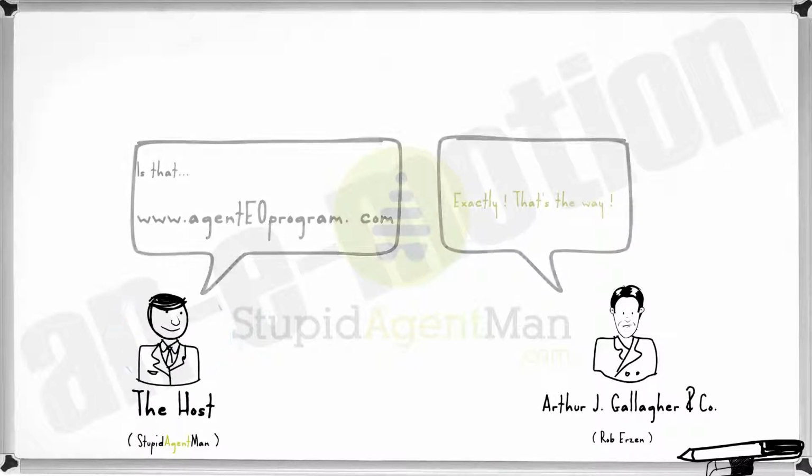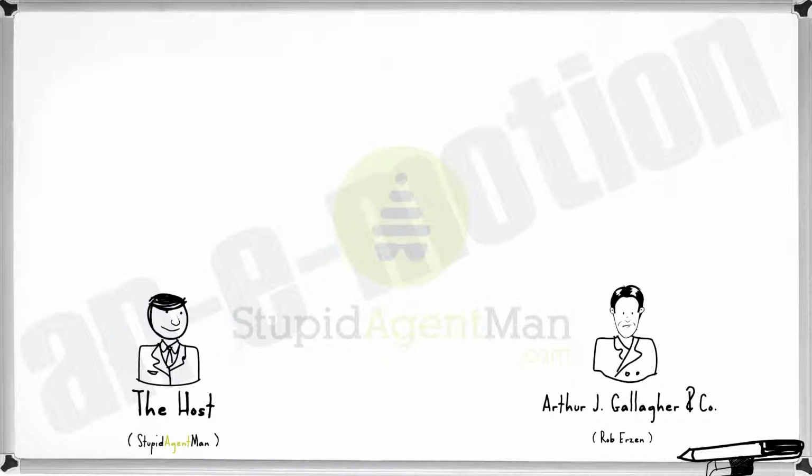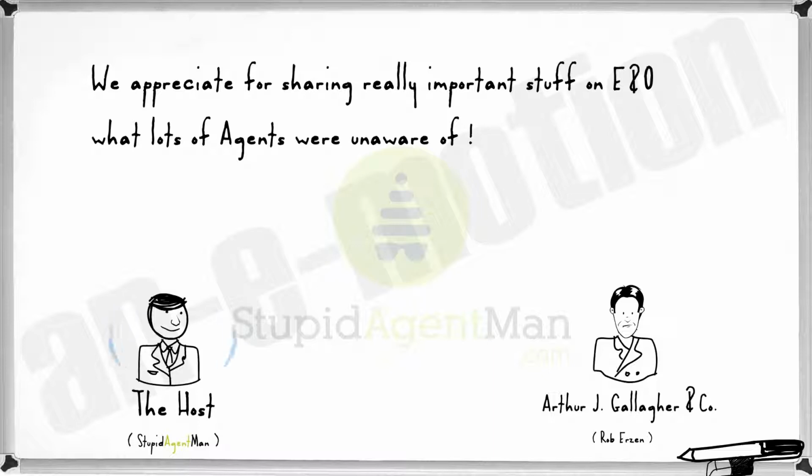Arthur J. Gallagher and Company, been around since, I believe, the 20s. Is that correct? Yeah, Art's been gone for quite a while, but yeah, we're in our 80th year. That's awesome. So we've been around quite a while. Our division here in Southern California, we've been doing this for just about 30 years. We appreciate you again taking the time to go through some really important stuff on E&O and a lot that I would say a lot of agents are unaware of.